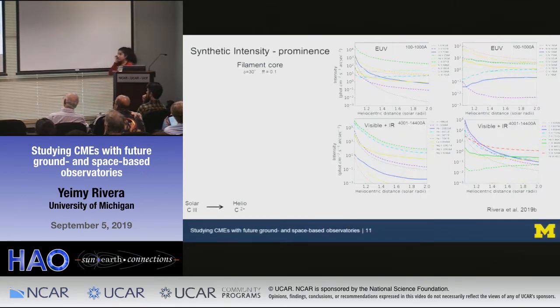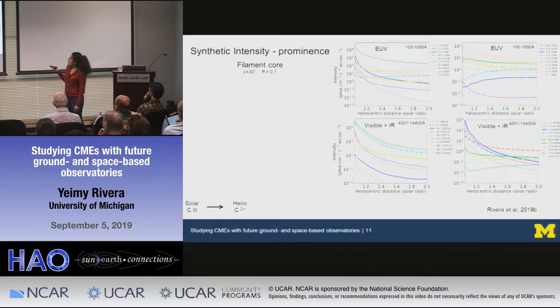Okay, so these are the intensities that we've generated. These are the results. These are the intensities that we generated for the prominence material. So the filament core, we set to an angular width of 30 degrees and a filling factor of 0.1. And these are just the intensity of the different lines that we tested as a function of distance, out to 2 solar radii. There are a ton of lines, but here I'm showing some lines in the EUV, and then in the visible and infrared.